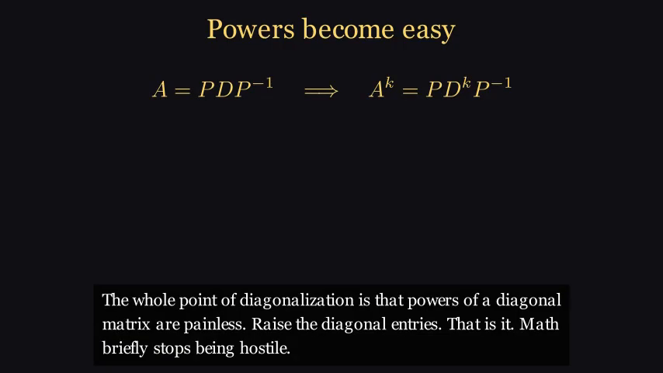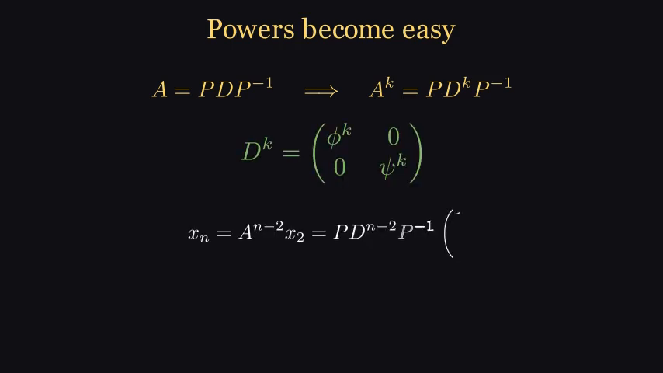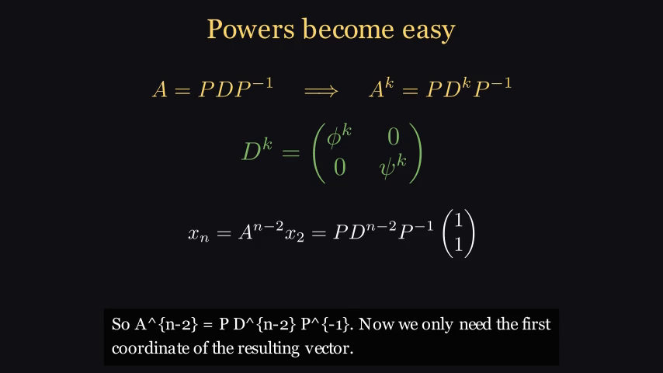The whole point of diagonalization is that powers of a diagonal matrix are painless. Raise the diagonal entries. That is it. Math briefly stops being hostile. So A to the n minus 2 is P times D to the n minus 2 times P inverse. Now we only need the first coordinate of the resulting vector.